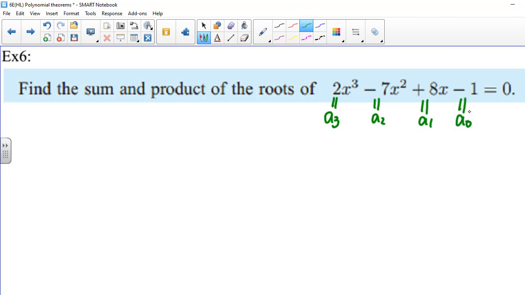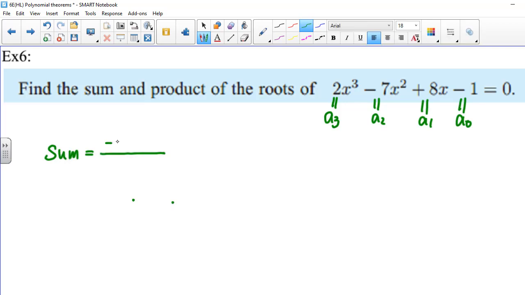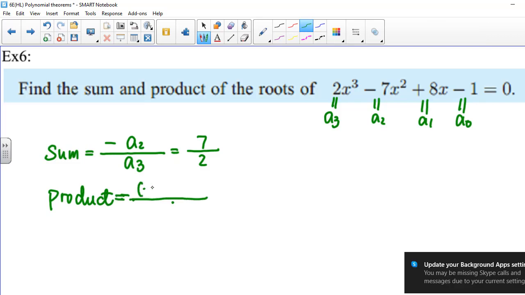So based on the theorem we just introduced, the sum of the roots, this polynomial equation can have up to 3 roots. They may be repeated. The sum of those 3 roots should be negative an minus 1. In this case, an minus 1 is a2 divided by an. In this case, an is a3. So the sum of all those 3 roots should be 7 over 2. And the product of those 3 roots should be negative 1 to the power of n.